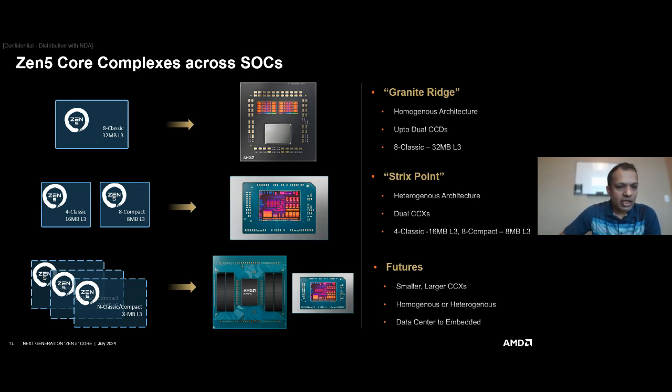Going down to the Strix Point architecture, I think you have 2 core complexes. You have a 4 classic 16 MB and another 8 compact, 8 MB L3 for the performance scale out you see from a perf power efficiency standpoint. Again, dual CCXs with asymmetrical L3 sizes, something we didn't touch upon quite a bit when we spoke the last time, but that is a first for us to manage asymmetrical L3 sizes, whether it's server, desktop, or clients in the past. We've always had symmetrical L3 sizes.